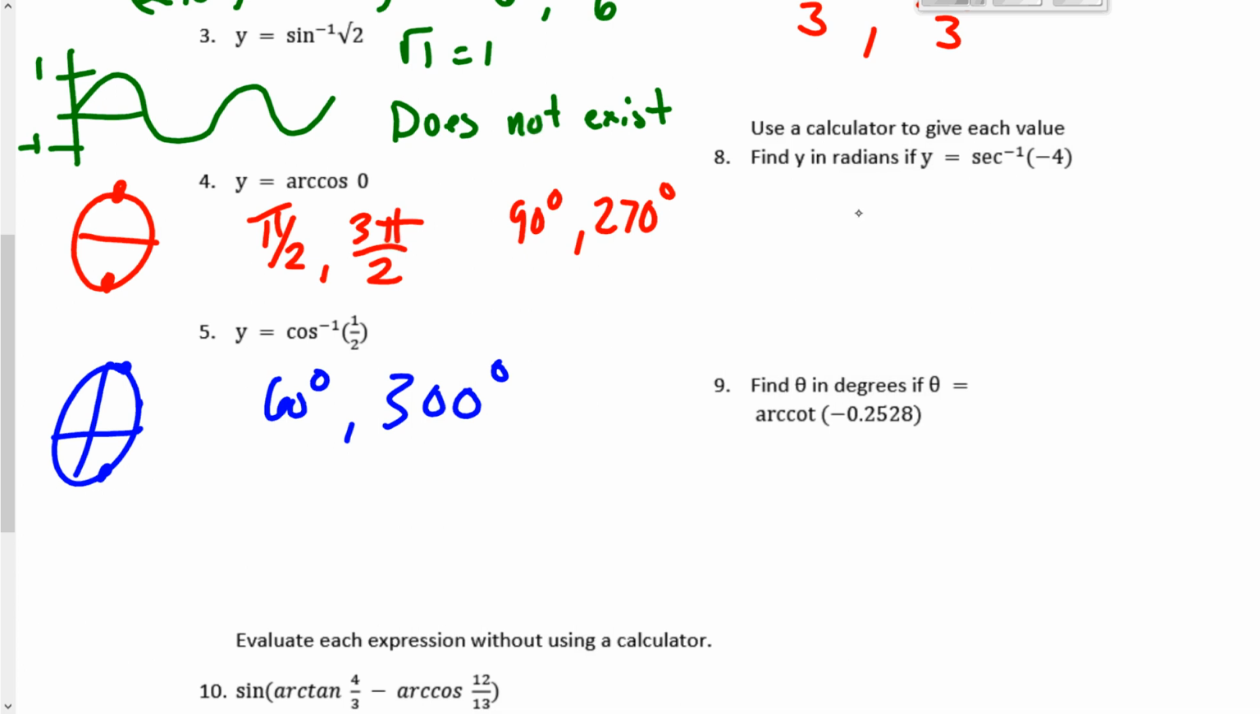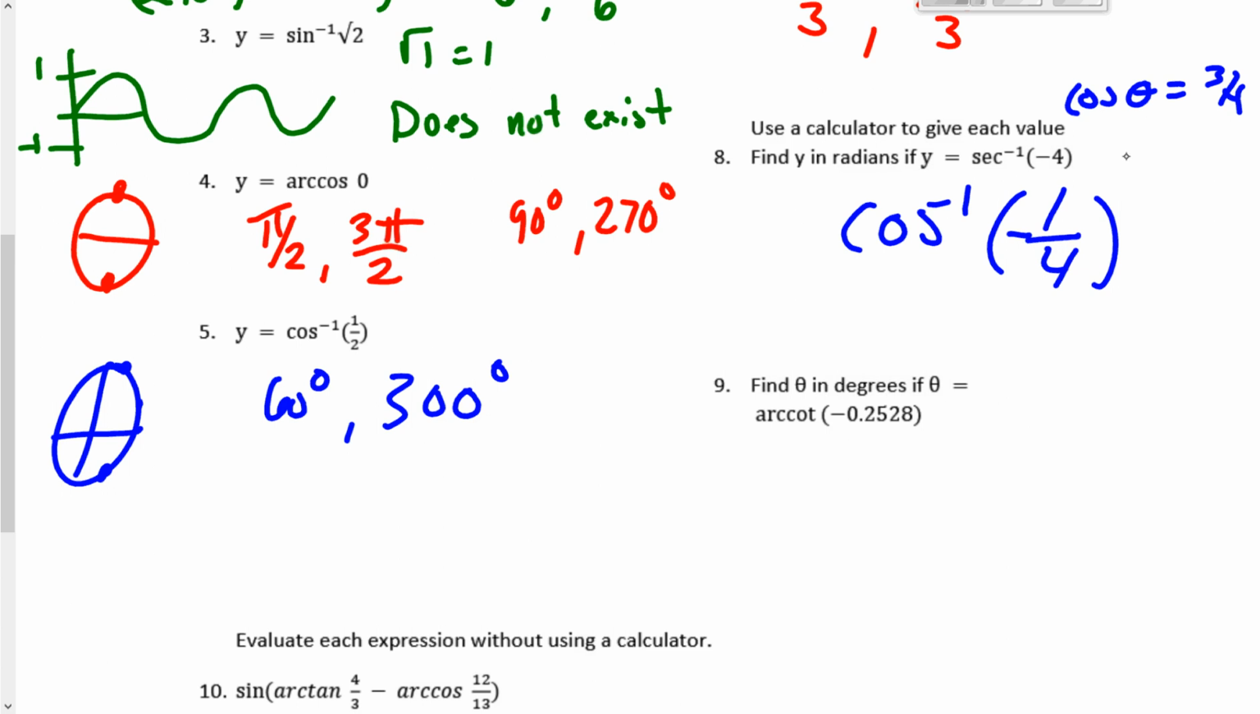Well, we do the reciprocal, which is cosine, so cosine inverse, but we flip this -4 to -1/4, right? Because cosine of theta, say it equals 3/4, that means that secant will equal 4/3. So here, see how I'm flipping my answer and not my angle? My angle stays the angle, but I flip my answer, so that's why I'm flipping this -4 to -1/4.